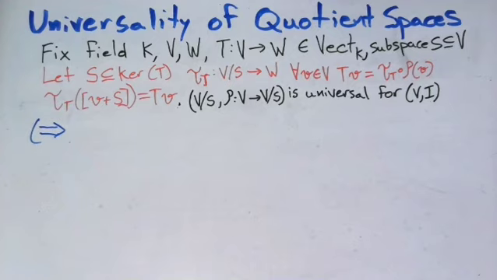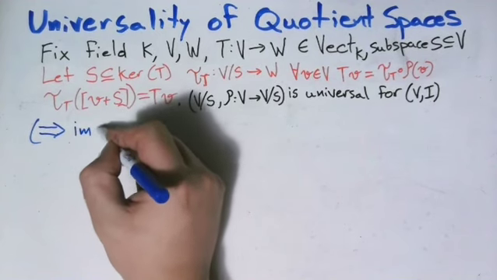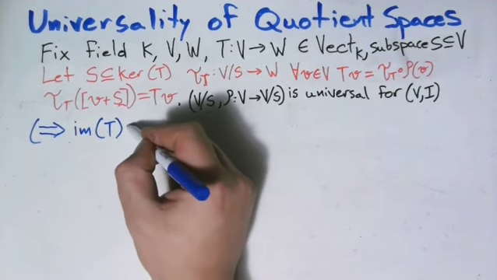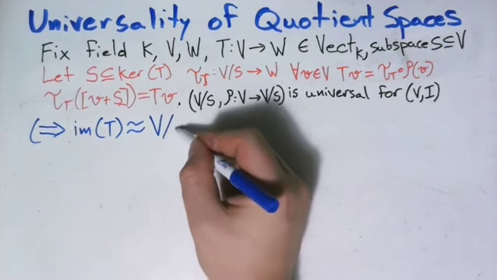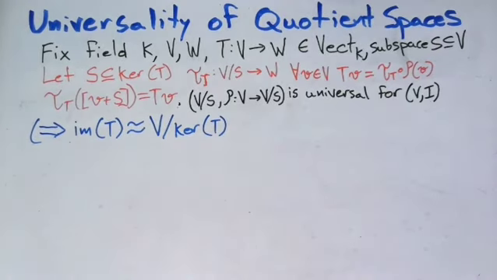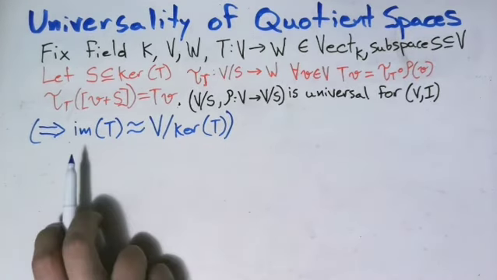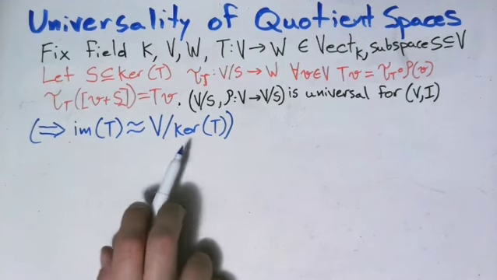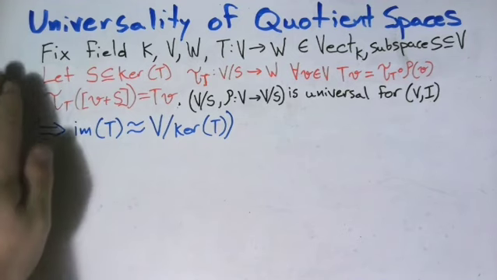And what did we say the first isomorphism theorem was? Well, we said that the image of T is isomorphic to the quotient space over the kernel of T. So if we can somehow use this universality property to find an isomorphism from the image of T into the quotient space over the kernel, then we've proved the first isomorphism theorem thanks to this property here.